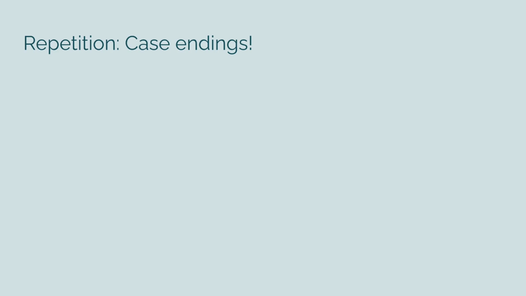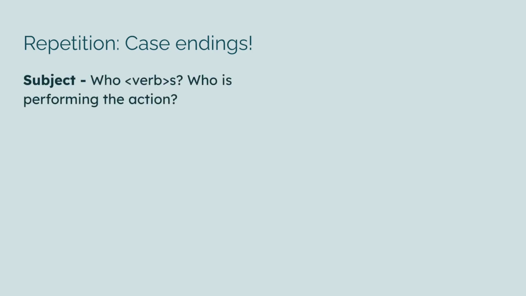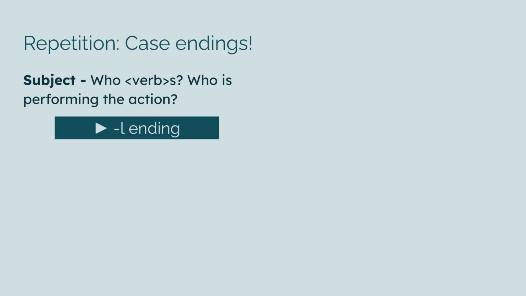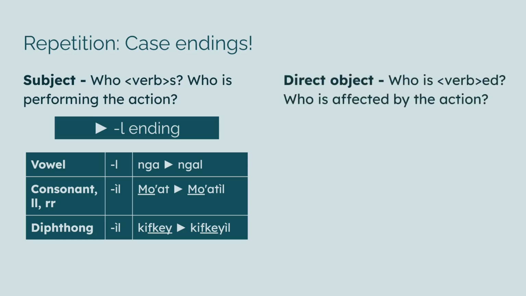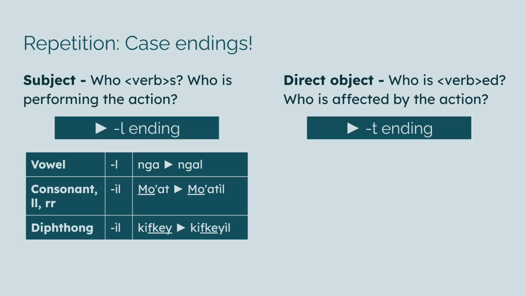Let's do a small repetition, case endings. As you remember, last time we talked about L and T. So we had the subject, which shows who is the one doing the verb, who is performing the action. And that was the L ending, and we had this beautiful table to show how you put the case ending onto a noun. And we had the direct object, so who is being verbed, who is affected by the action, who is being seen, followed, and so on. And that was the T ending.